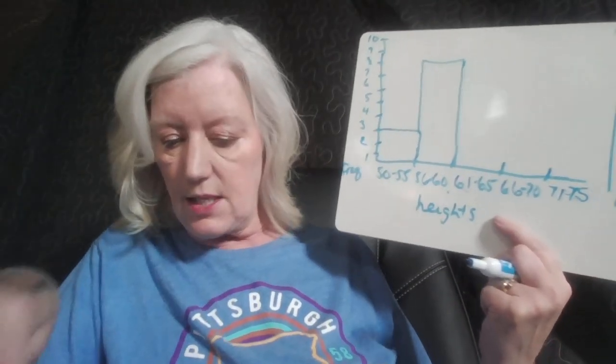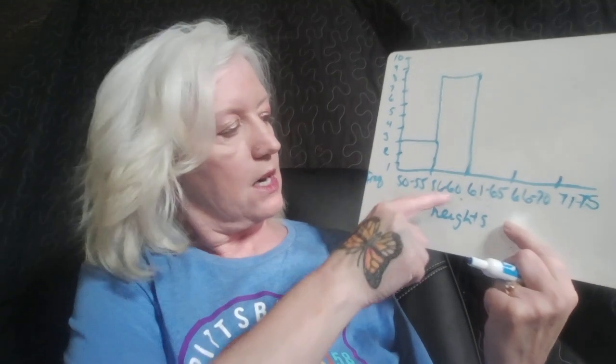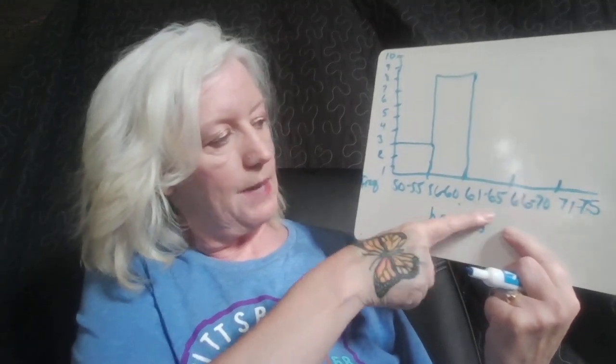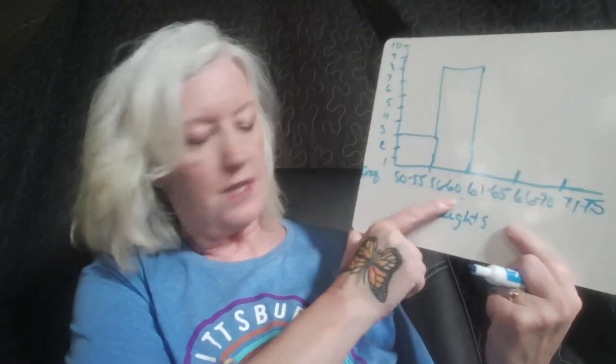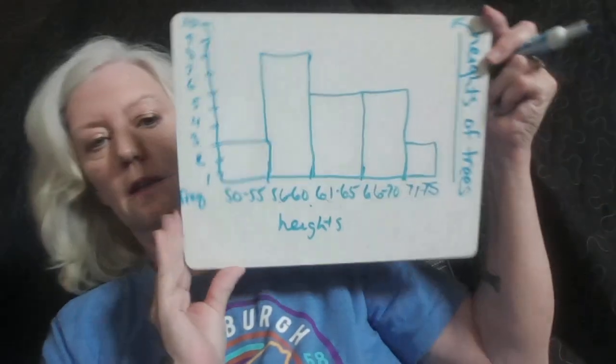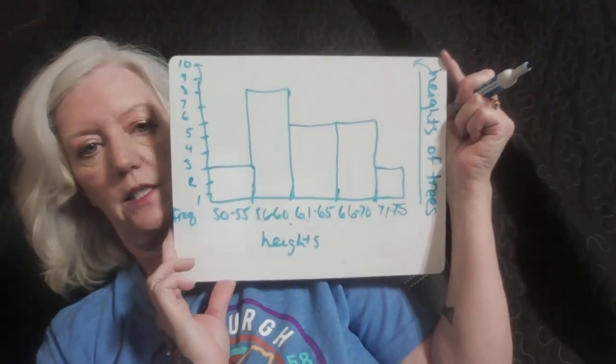So when I went to make this next one, I thought, oh, I already had a 65 in this column and this column, and I didn't know where to put them, so I knew that I had made a mistake. Okay, 50 to 55, I got. 56 to 60, I got. 61 to 65 is 1, 2, 3, 4, 5 numbers. 66 to 70, 1, 2, 3, 4, 5 numbers again. And then the last one is 1, 2, 3 numbers. And there we go. That is our beautiful histogram of the heights of trees.